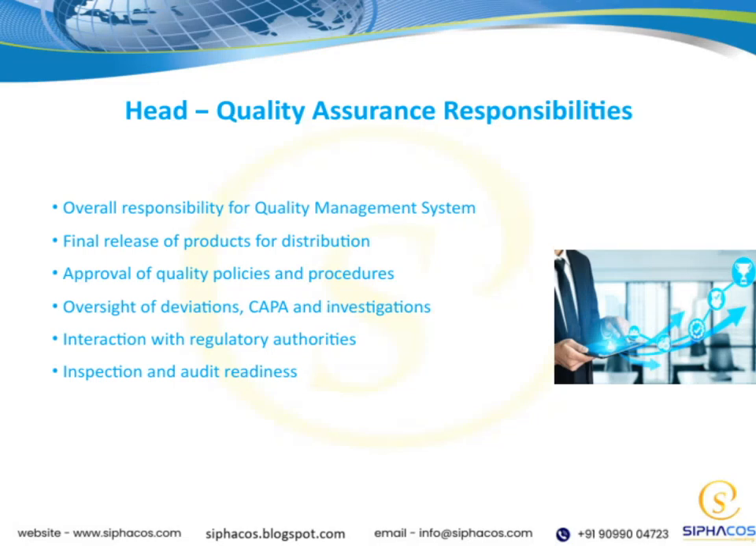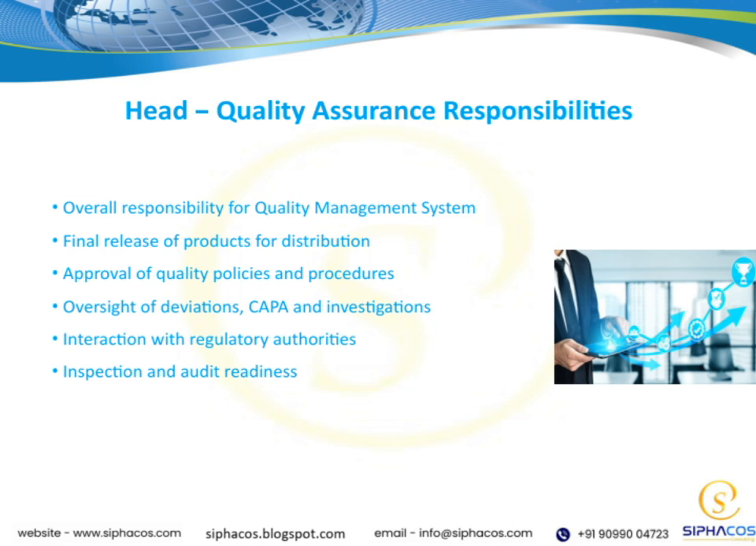Now, let's talk about the overall responsibility for the quality management system. As the head of quality assurance, I am accountable for ensuring that our entire system functions effectively and complies with all relevant standards. This includes overseeing the processes that guarantee the quality of our products from start to finish. One of our key roles is the final release of products for distribution. We make sure that every product meets our quality specifications before it reaches our customers. This step is crucial because it ensures safety, efficacy, and compliance.